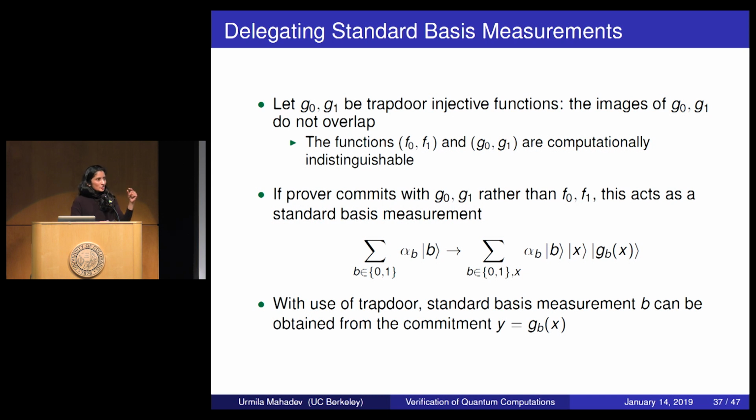Because the verifier has the trapdoor, he can check if Y is an image of G0 or an image of G1. If it's an image of G0, then he stores 0 as a standard basis measurement. If it's an image of G1, then he stores 1 as a standard basis measurement.